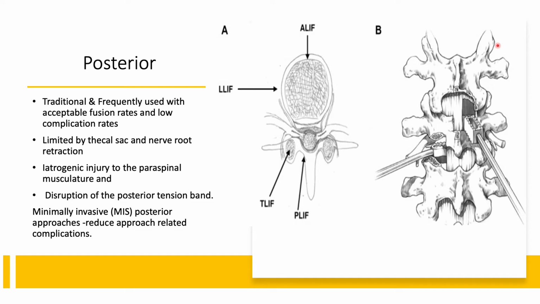The MIS TLIF approach attempts to reduce the approach-related complications like injury to the paraspinal musculature and less disruption of the posterior tension band. This picture actually demonstrates PLIF as well as TLIF. In PLIF, you don't take out the facets on the side and hence involves a lot of neural element retraction. Whereas in TLIF, which was an evolution from the PLIF technique, the facetal joints were taken off and the approach was through the foramen and hence named the transforaminal interbody fusion. And TLIF involves less retraction of the neural elements compared to a PLIF technique.